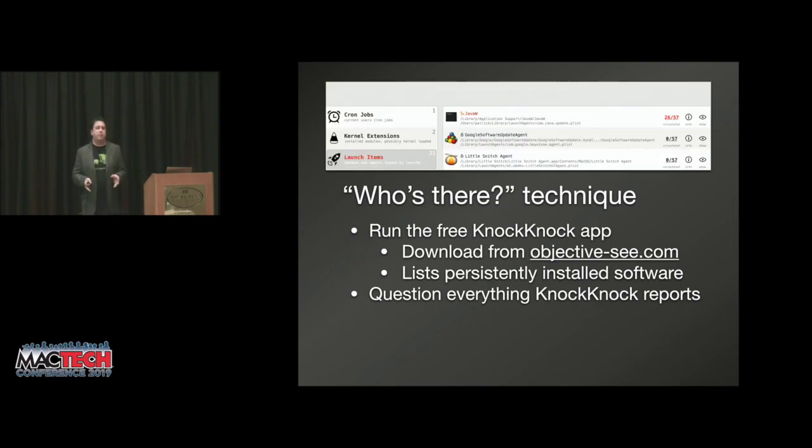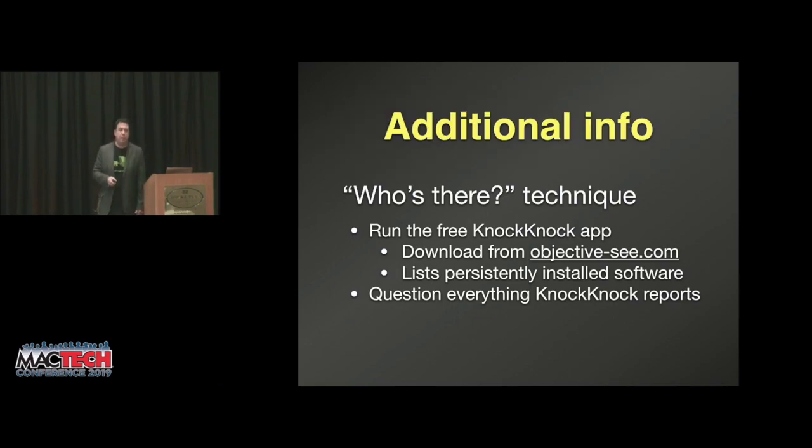So not only is KnockKnock great at showing you all the third-party processes running in the background, if any of them are malware, they will almost certainly be identified as such. And if this sort of thing floats your boat, check out Patrick Wardle's beta app called BlockBlock, which takes KnockKnock one step further by actively looking for new persistently installed software and blocking it with an alert. So this is KnockKnock, but BlockBlock takes it one step further. Again, another free app on Objective-See's site.